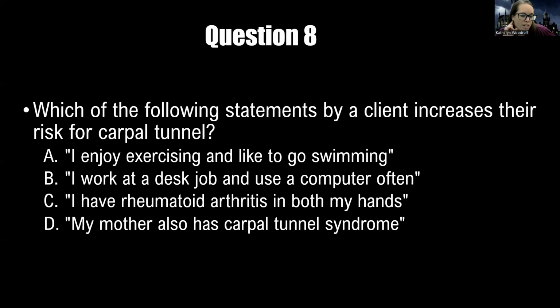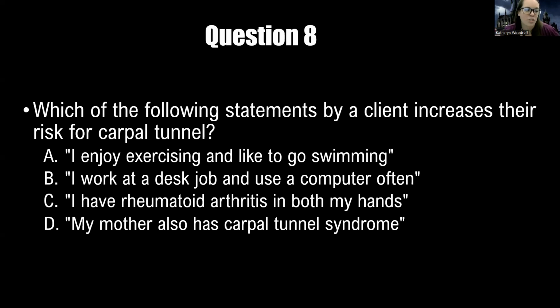So, I have rheumatoid arthritis in both my hands. Having rheumatoid arthritis can cause problems, but I don't know that rheumatoid arthritis and carpal tunnel are necessarily closely tied or connected like that. The next one says, my mother also has carpal tunnel syndrome. So it's really asking me, is carpal tunnel genetic? And carpal tunnel is repetitive strain. I don't think it's genetic.